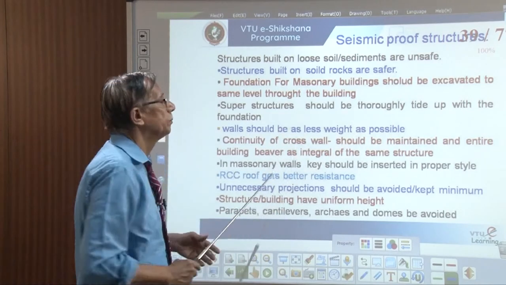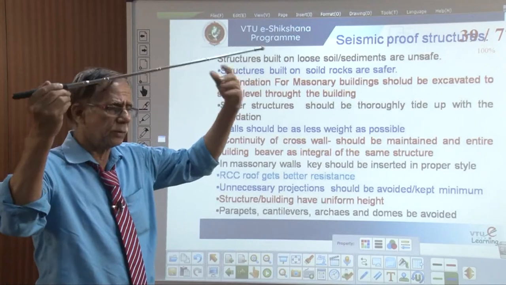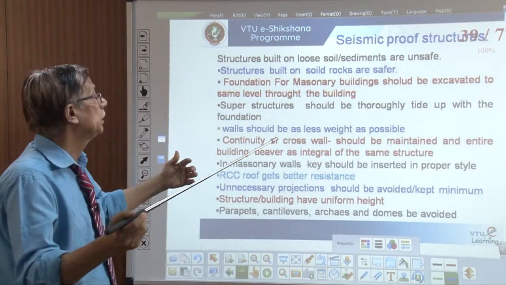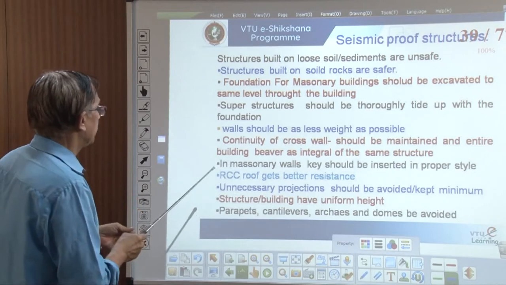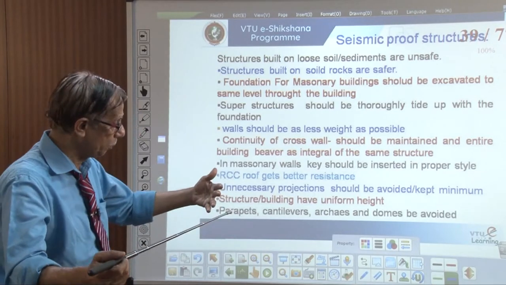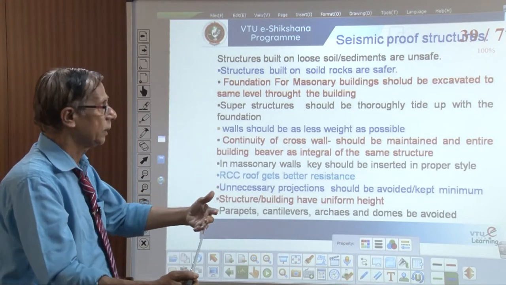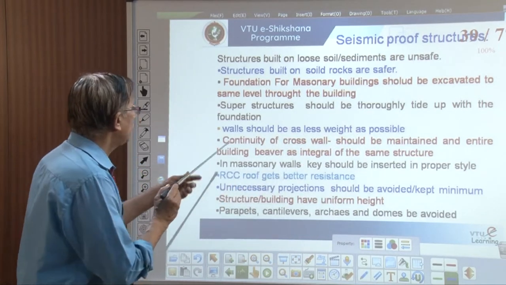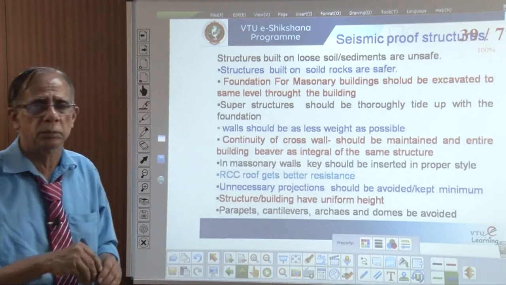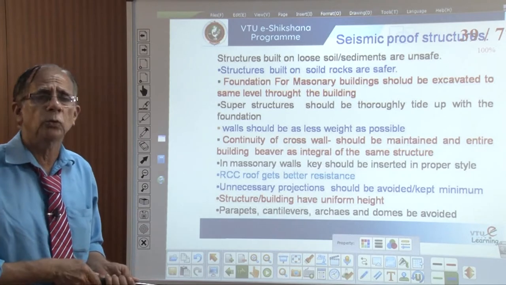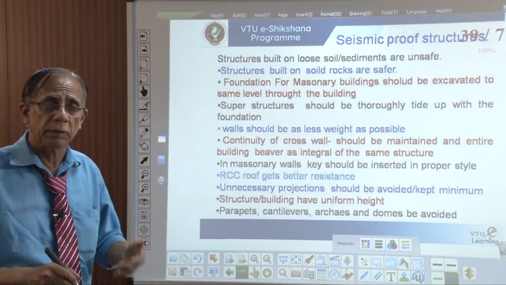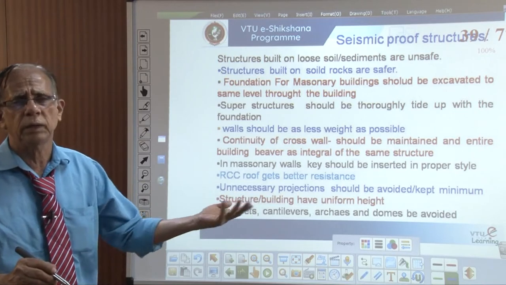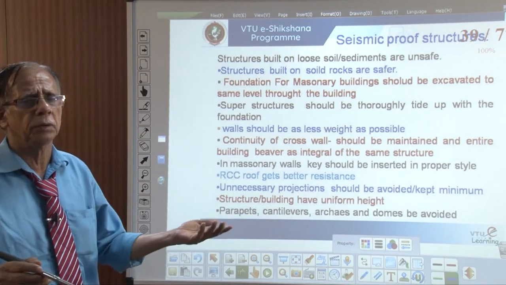Superstructure should be thoroughly tied up. We have first floor, second floor, third floor, several superstructure units, and they all should be well tied up with the foundation. That is, in wall construction, we know how bricks interpenetrate; while constructing a wall we have seen, those are to be thoroughly tied. Walls should be as light as possible in a seismic prone area. We have heard that in the Latur earthquake, collapse, damage and death were mainly because of poor quality construction materials, just mud and rocks. They have not used concrete, cement, etc.